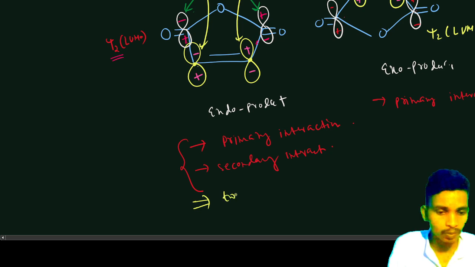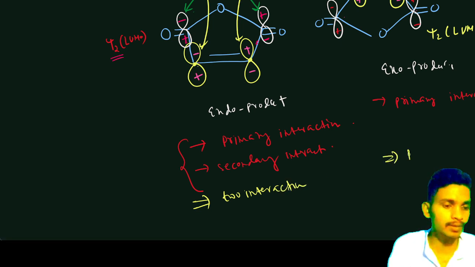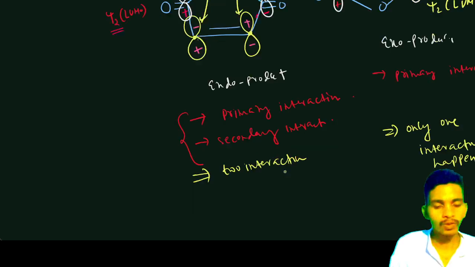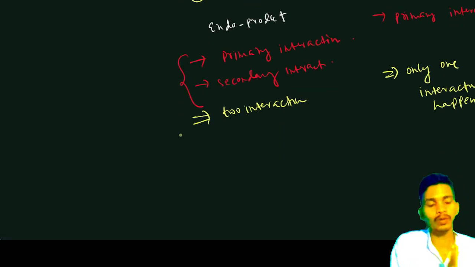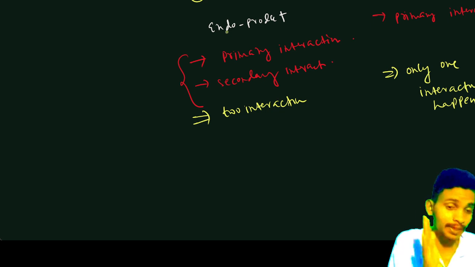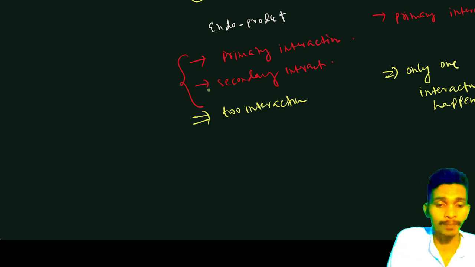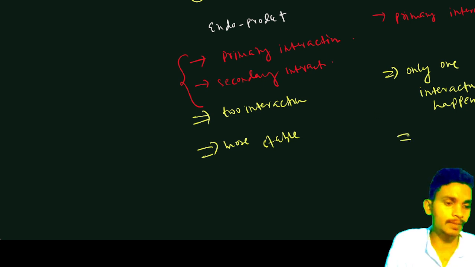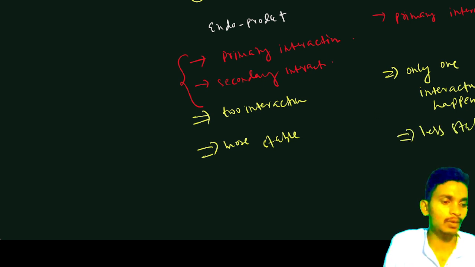Here, sorry, here we are getting two interactions. Here we are getting one interaction. Only one interaction is happening. So now we will say that here there are two interactions, here only one interaction. So now we can easily say that in the endo product, the transition state is more stable, because here two interactions happen. So this is more stable, and this becomes less stable. The reason is that here there is only one interaction.